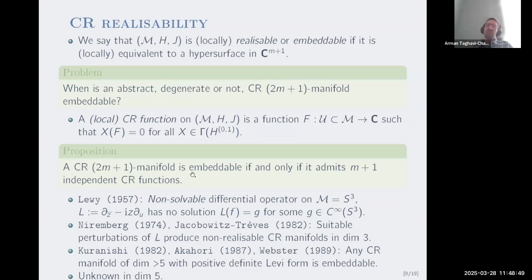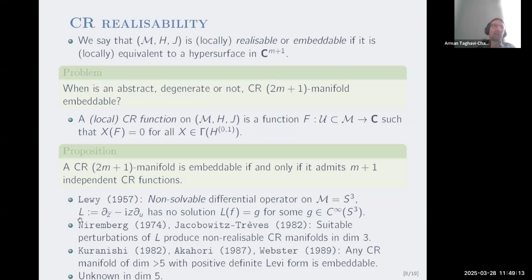So realizability is not automatic. There are a number of results related to this. Hans Lewy in 1957 constructed an example of a non-solvable differential operator on the CR sphere in dimension 3.